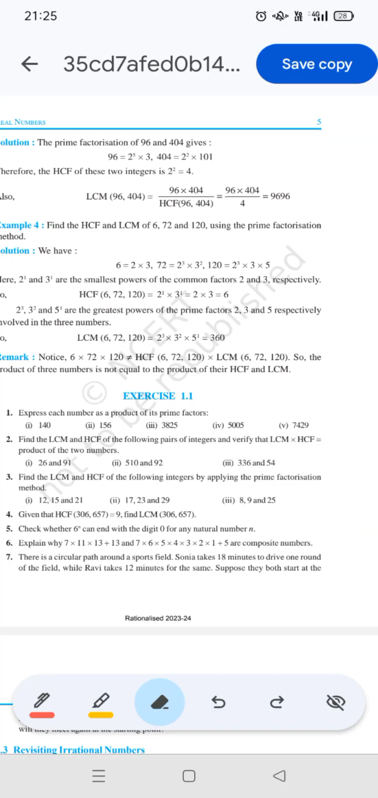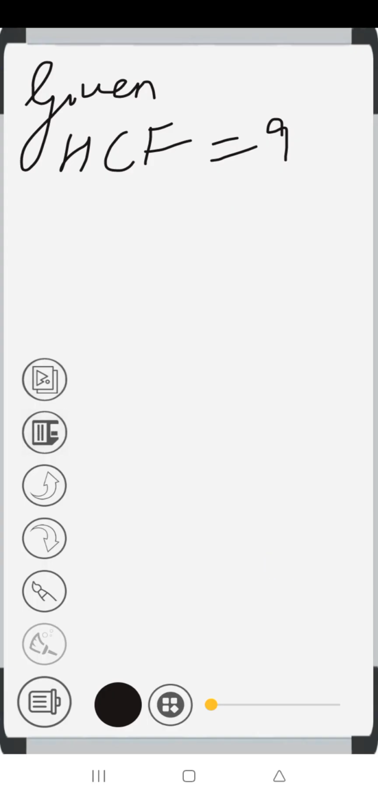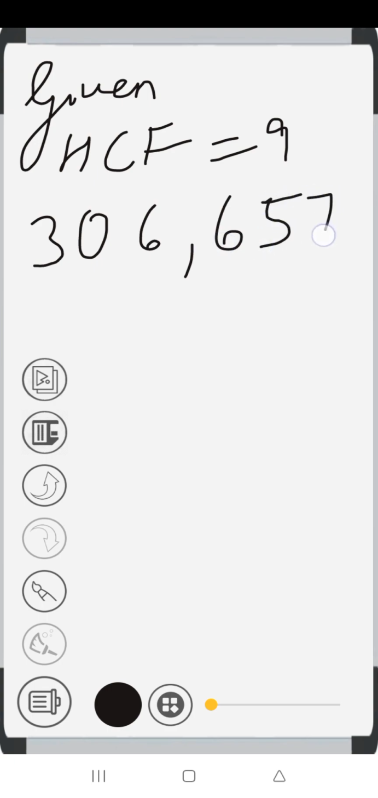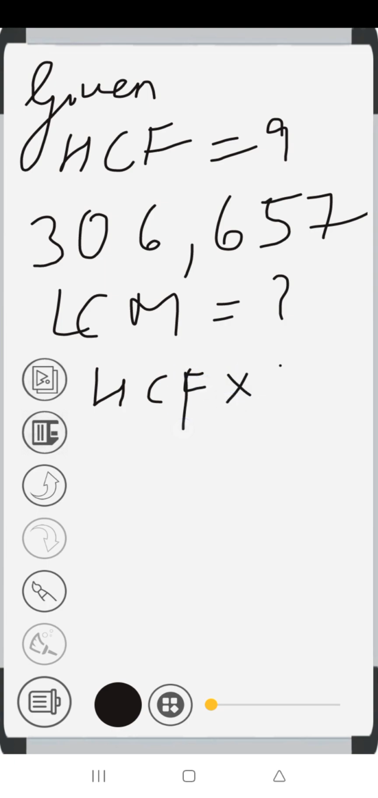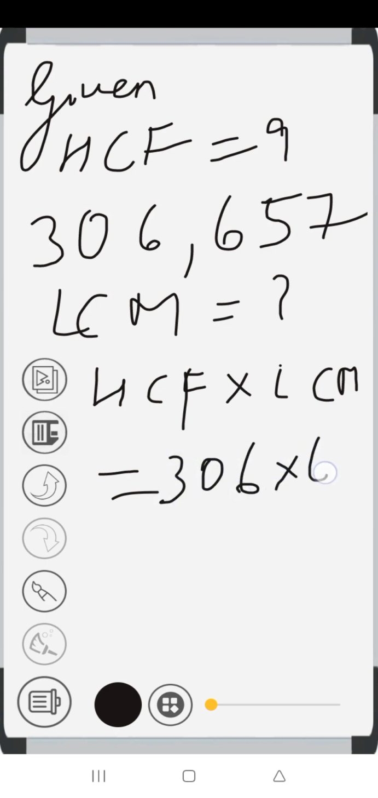Moving on, fourth question is, given that HCF of 306 and 657 is equal to 9. They have given two numbers and they have given the HCF directly. We have to find the LCM of 306 and 657. We know the concept that HCF times LCM is product of two numbers. So we have to find out the LCM. So how can we find? We know that HCF into LCM is product of 306 into 657.